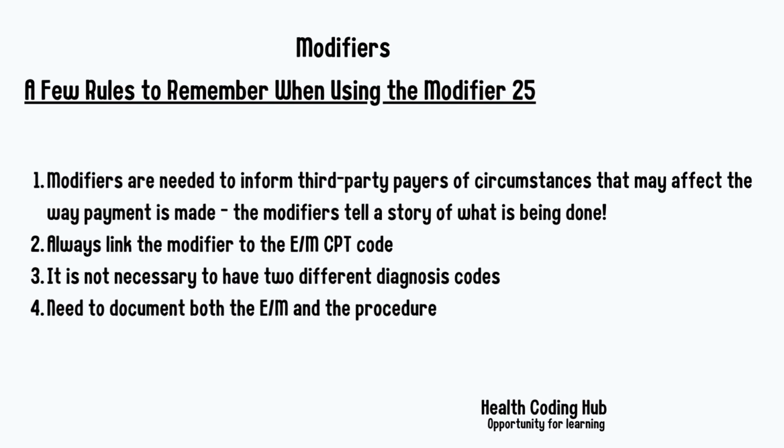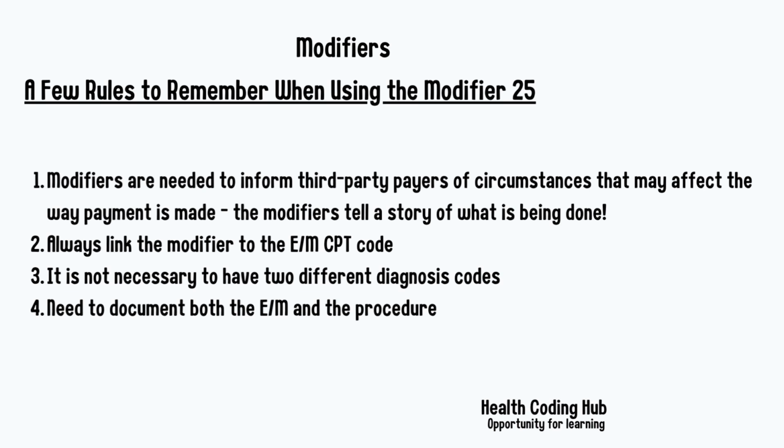Okay, so moving to the next rule, it is not necessary to have two different diagnosis codes. The last rule is that you need to document both the E&M and the procedure code. So whenever we are assigning modifier 25, we need to make sure that in addition to the E&M CPT, we have some other procedure CPTs. Only then can we assign modifier 25 with the E&M CPT.